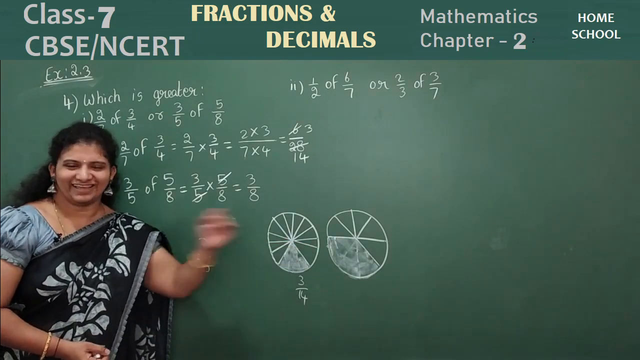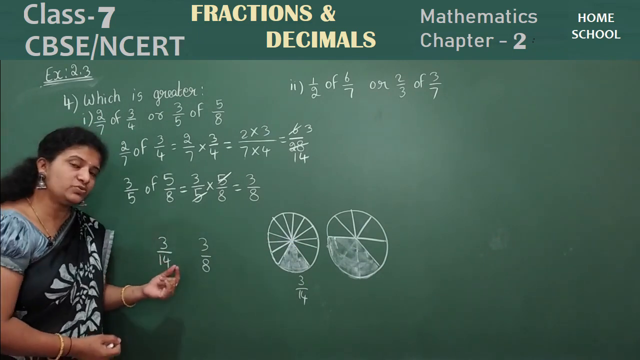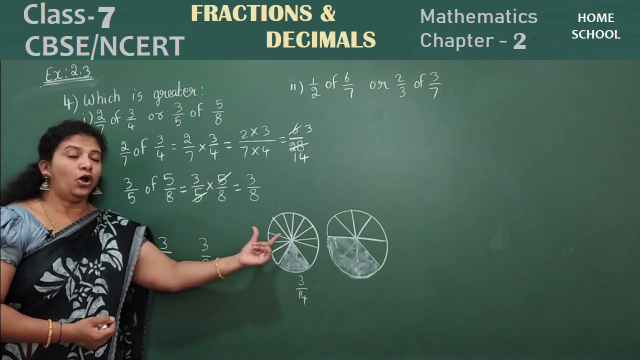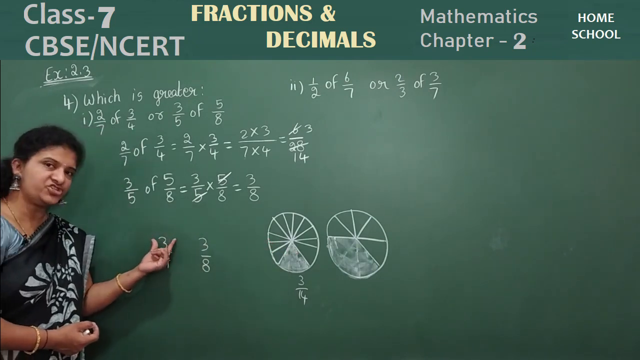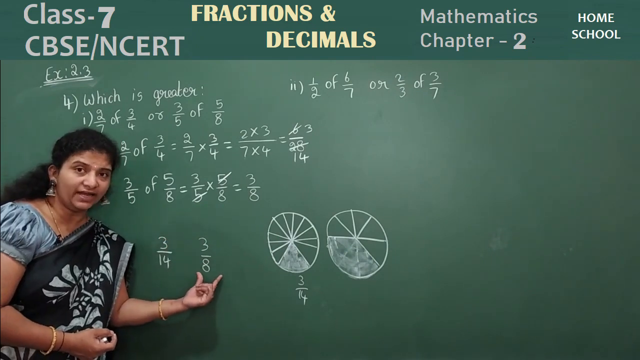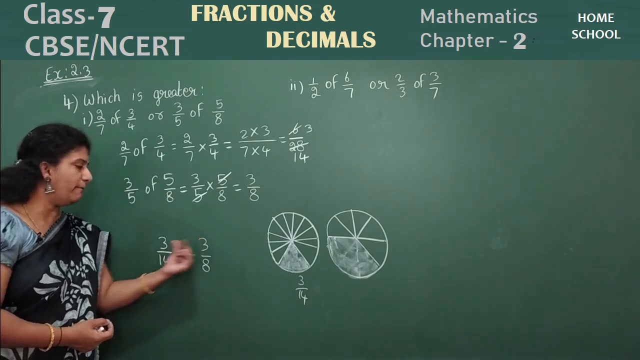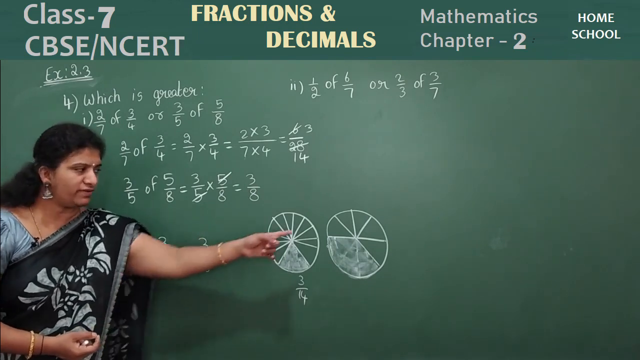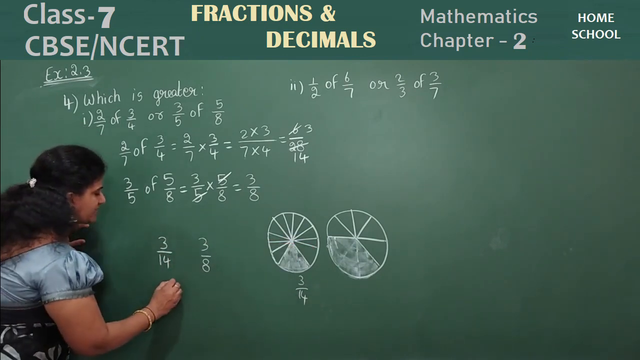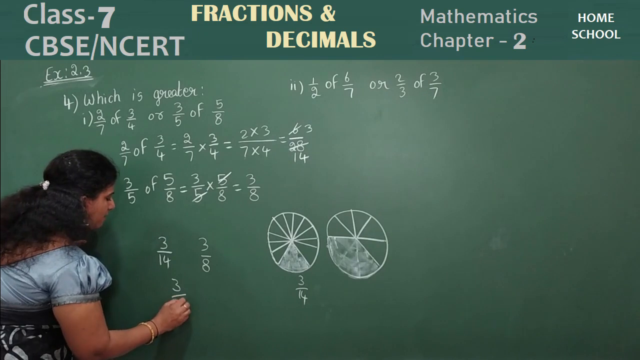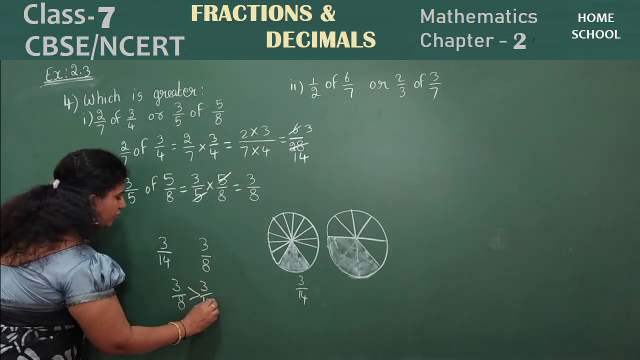Yes, that is greater. That means, look here carefully, by seeing this we can see. A whole is divided into 14 parts, in that 3 parts is shaded. A whole is divided into 8 parts, in that 3 parts are shaded. So comparing these two, which one is greater? That one is greater. So what you are going to say here? 3 by 8 is greater than 3 by 14.